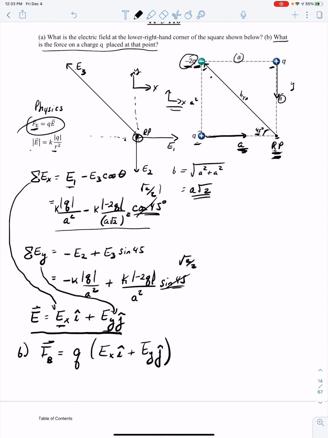And you are done with the electric field concept.